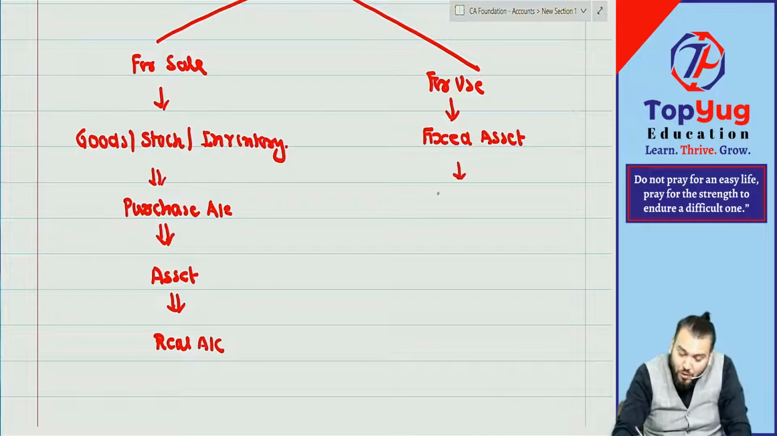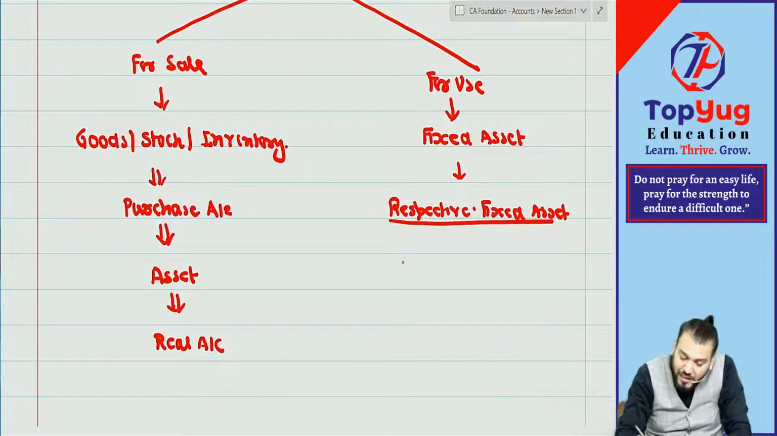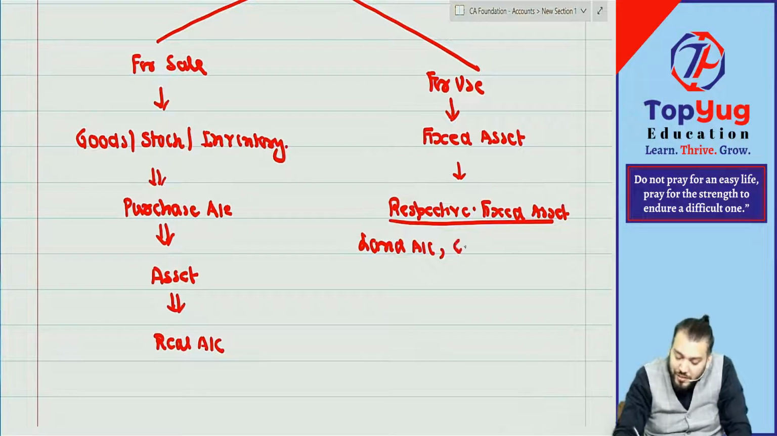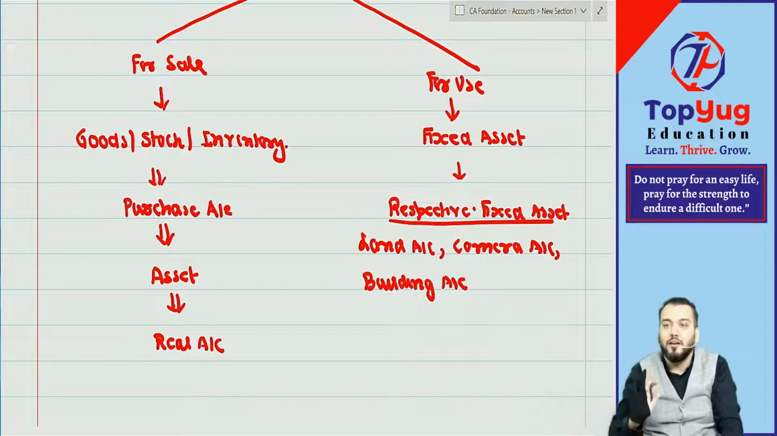So for these we open the respective fixed asset account. Respective fixed asset account means if you purchase land, you will say land account. If you purchase a mobile, we'll call it mobile account. If you purchase a camera, we'll call it camera account. If you purchase a building, we'll call it building account. If you purchase plant and machinery, we'll call it plant and machinery account. If you purchase furniture, we'll call it furniture account.